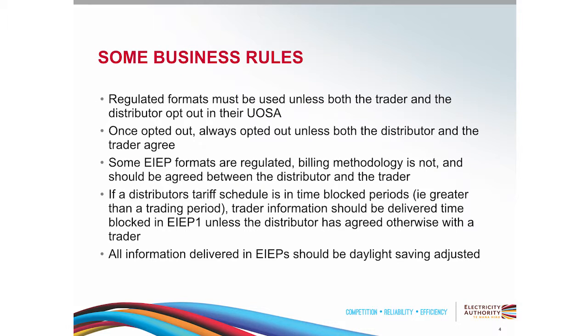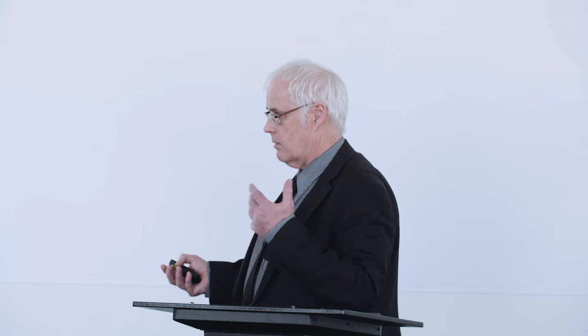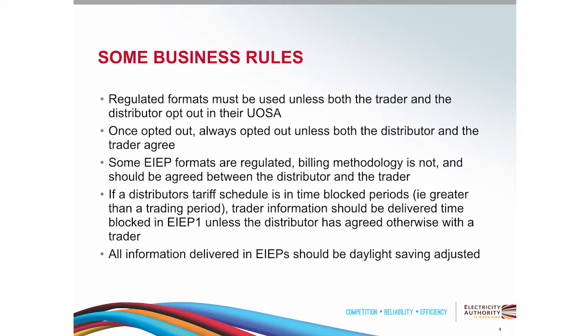But there are some business rules. Regulated formats must be used unless both the trader and the retailer agree. So we said before that for EIEPs 1, 2, 3, trader and distributor can agree to opt out. If they don't agree to opt out, the regulated format must be used. Once opted out, always opted out, unless the retailer and the distributor agree to opt back in. Some EIEP formats, well, we just talked about that.